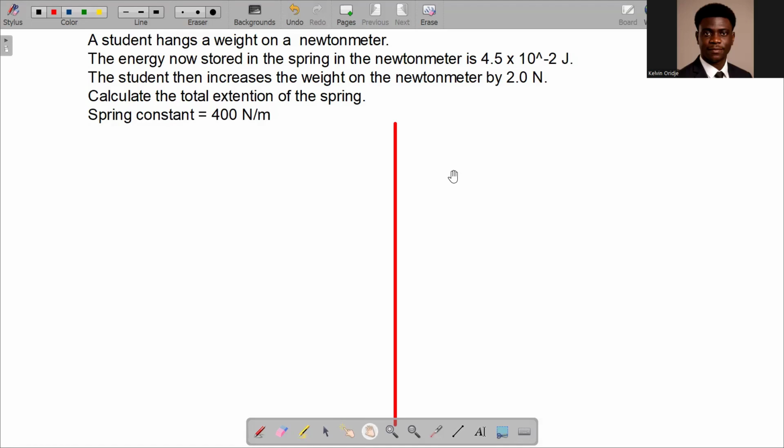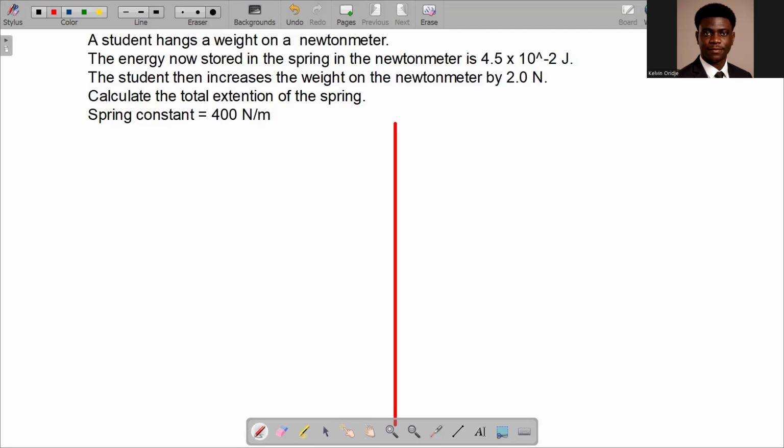So today I have a question on energy, and I want us to solve together. The question says, a student hangs a weight on a Newton meter. The energy now stored in the spring in a Newton meter is 4.5 times 10 to the power of minus 2 joule. The student then increases the weight on a Newton meter by 2.0 Newton. Calculate the total extension of the spring. The spring constant is 400 Newton per meter.